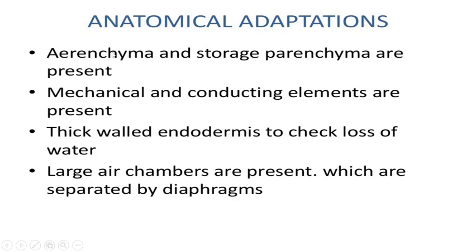Anatomical adaptations in amphibious plants are that aerenchyma and storage parenchyma are present. Aerenchyma means parenchyma containing air cavities, so they are called aerenchyma. And some parenchyma store the food material. Mechanical and conducting elements are present but poorly developed.